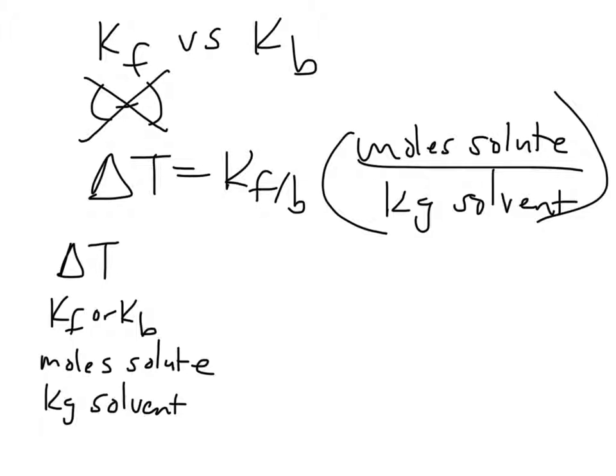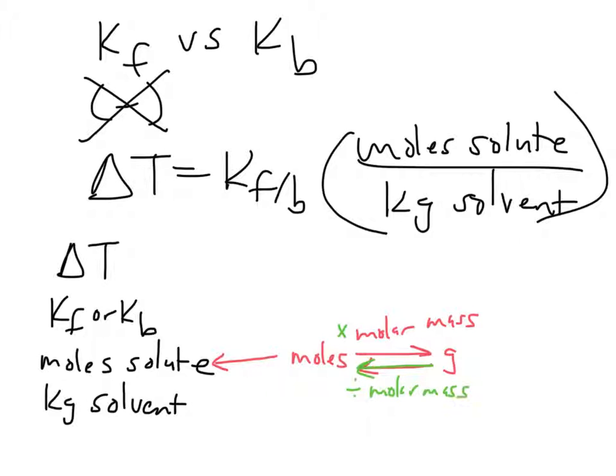Something that's going to help you is to remember that as far as the moles of solute go, we can get from moles to grams and grams to moles using something called the molar mass. Keep in mind that if you want to get from moles to grams, we multiply by the molar mass. Now if you're going from grams to moles, you want to divide by the molar mass. The other thing to keep in mind is that 1 kilogram is equal to 1,000 grams.